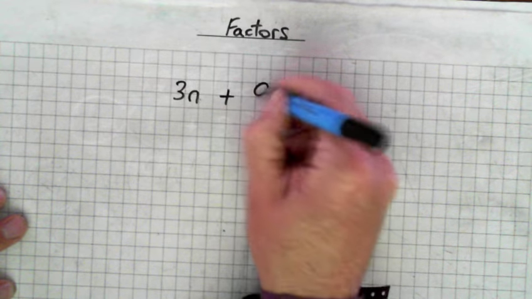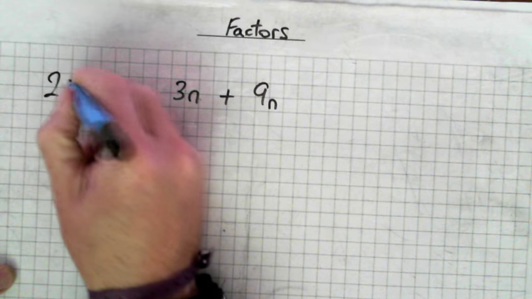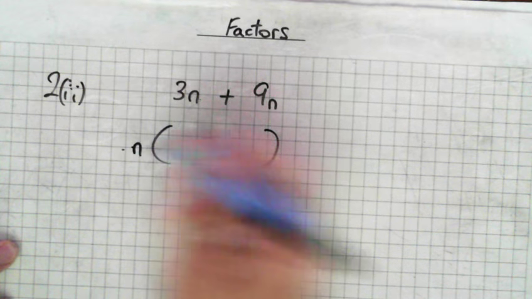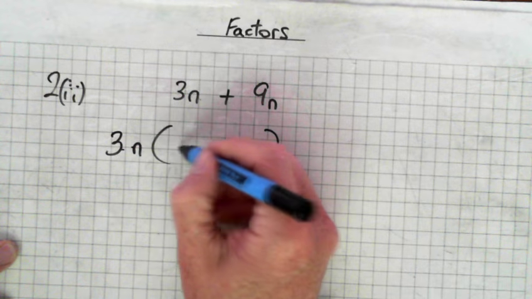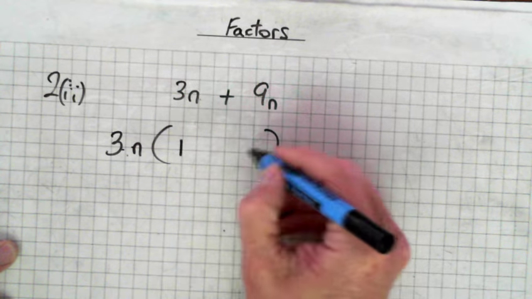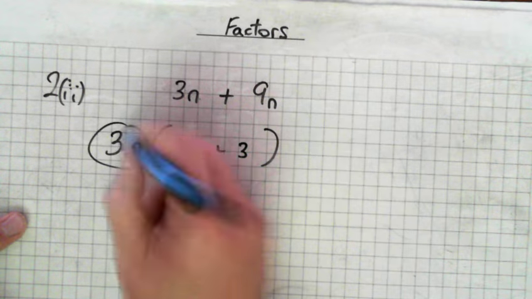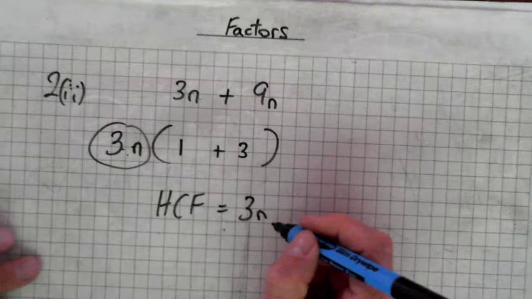What's the highest common factor of 3n and 9n? This is question 2 part. Well, first of all, n divides into both. And then 3 divides into both numbers. 3n times 1 is 3n. 3n times 3 is 9n. So anyway, the answer is there. HCF is equal to 3n.